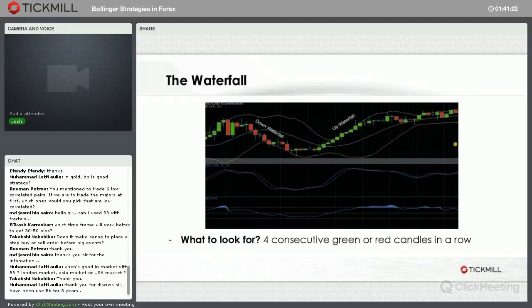Sure, Mohammed. Thank you. And it's good to see that you've been using BB for 3 years. That lays credence to the fact that it's a very powerful tool. I think BBs can be very dangerous if not understood properly. If people just go long when it touches the bottom and go short when it touches the top BB, that's a recipe for disaster. But I think, like you, I've found them to be extremely useful.